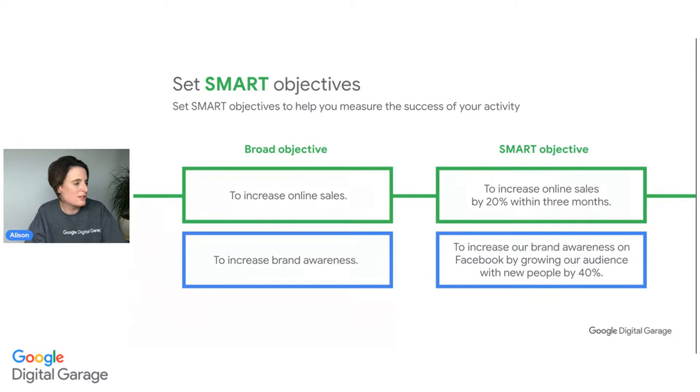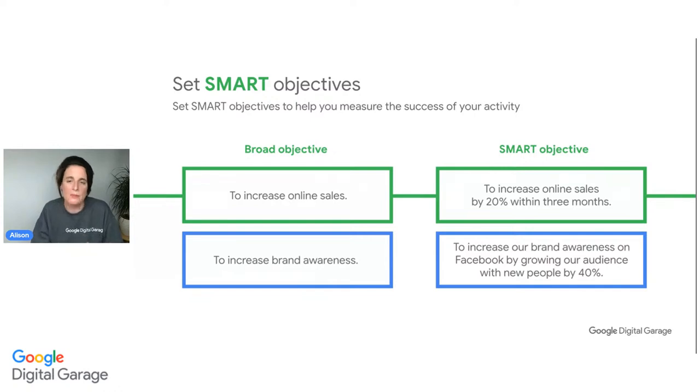So let's have a look at the objectives that we were talking about before. So one of the objectives could be to increase online sales. That's a perfectly fine objective for a business, but it's not a SMART objective. So with a SMART objective, we want to be able to measure what we're doing.